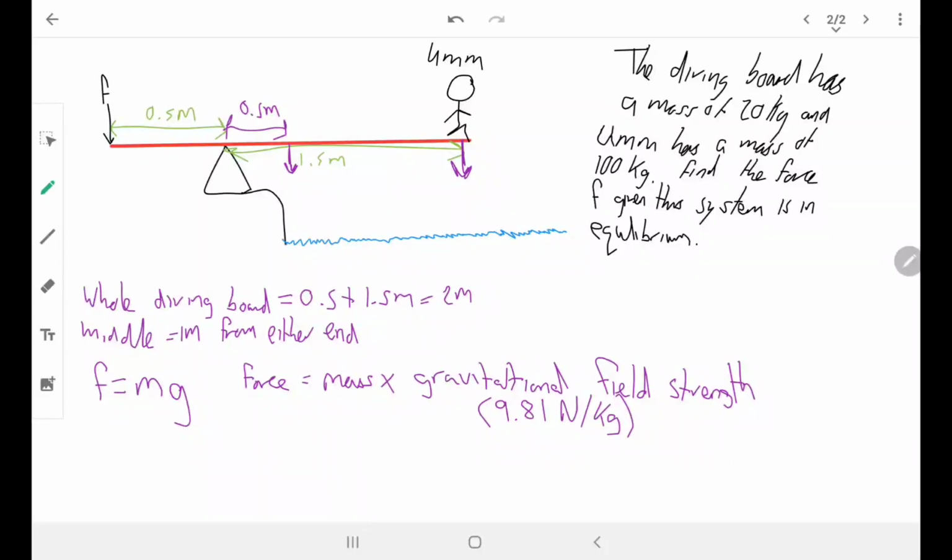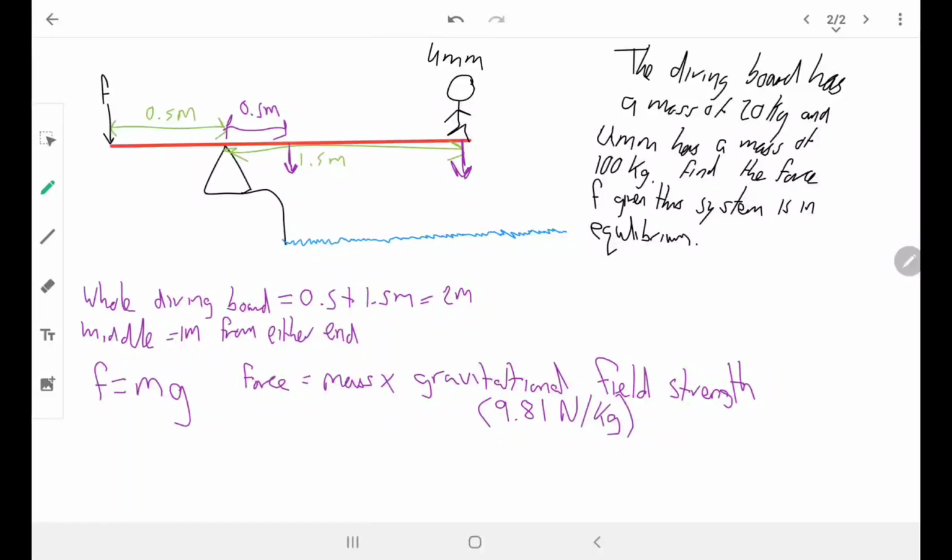But even that does change a little bit if you're near a mountain, or if you're on the International Space Station, it's going to be about 9 rather than 9.8. And if you're on Mars or another planet, then it's not 9.8 either. But we'll just say 9.81, whatever.